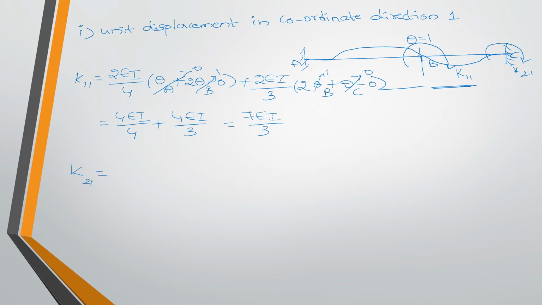Now calculate this at this portion. K21 means from only C to B: 2EI by C to B, the length is 3 meters, into theta B plus 2 theta C minus 3 delta by L, which is 0. So here theta C is 0 and theta B is 1. At this portion we are assuming the unit displacement in coordinate direction 1, that coordinate direction is at B, so theta B is equals to 1. Here we'll get this as 2EI by 3. This is matrix K11 and K21.